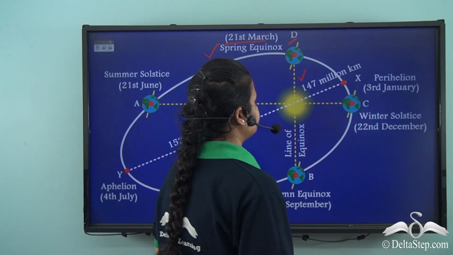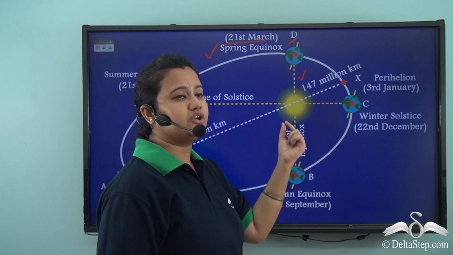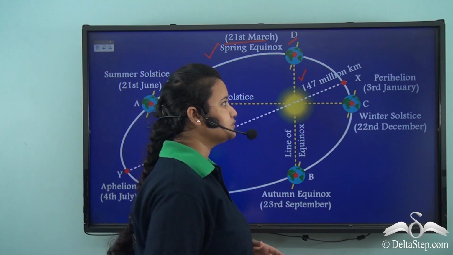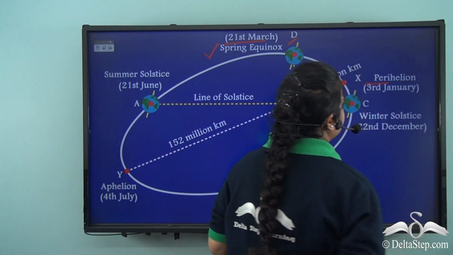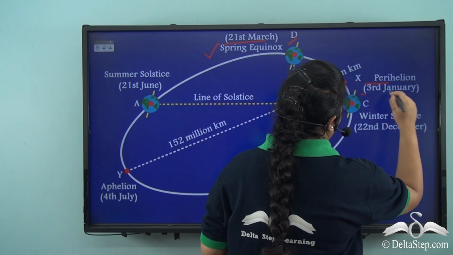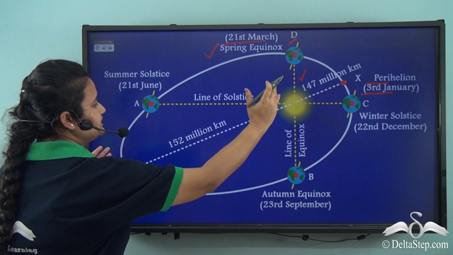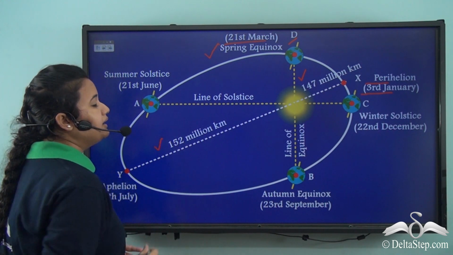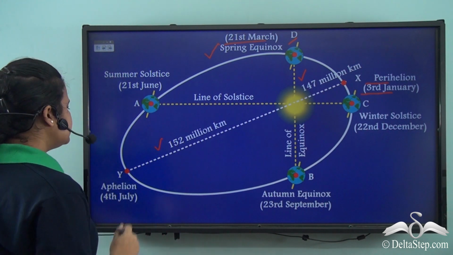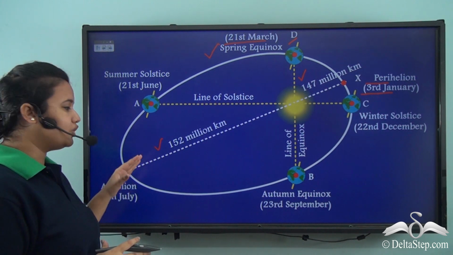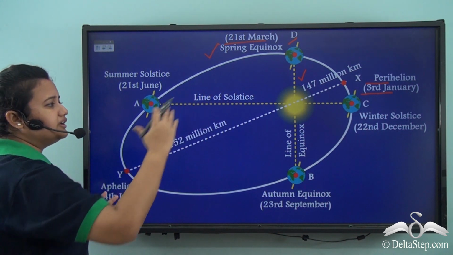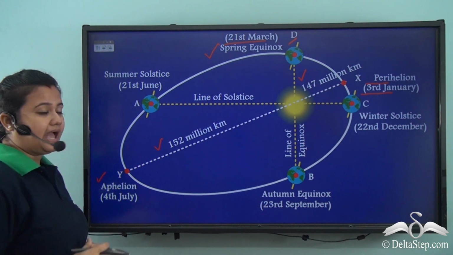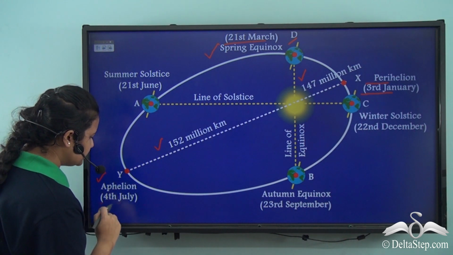147 million kilometers. And this particular point of the orbit when the earth is closest to the sun is known as perihelion. It occurs on 3rd January. Conversely, the farthest distance of the earth from the sun is 152 million kilometers. And this point on the earth's orbit when the earth is farthest from the sun is known as aphelion, and it occurs on 4th July.